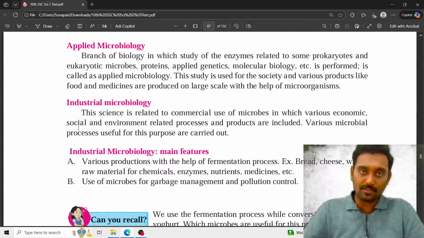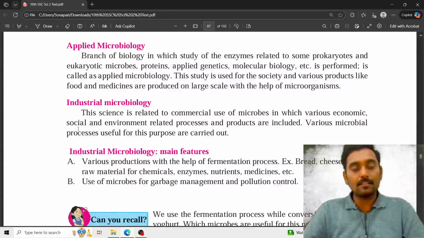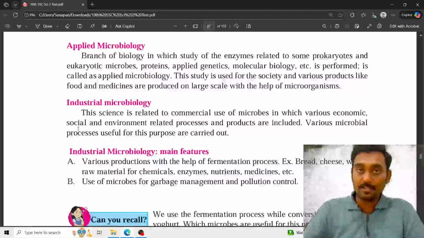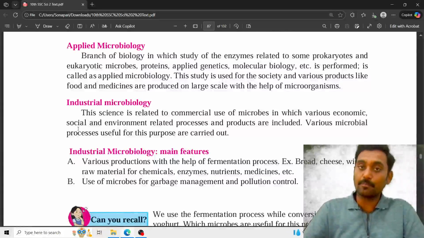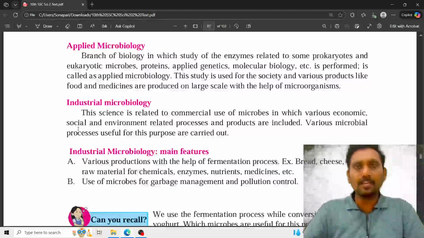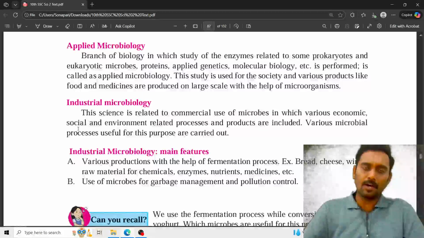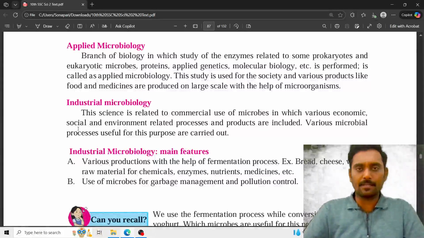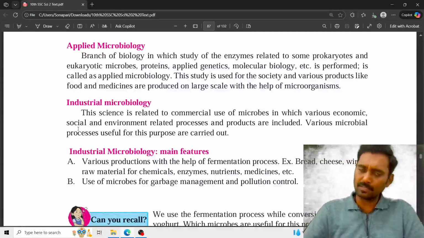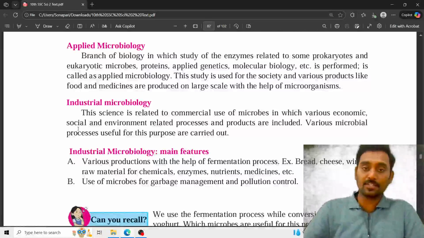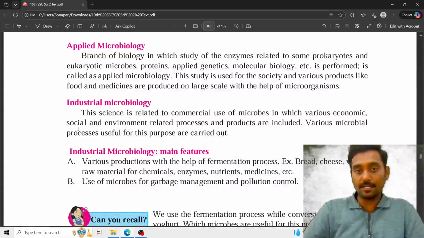What are the main features? There are two main features. First, various productions made with the help of the fermentation process, like bread, cheese, wine, and raw material for chemicals, enzymes, nutrients, medicines. Such microbes are used on a broad scale, as well as for decreasing environmental garbage. We use some microbes to maintain the garbage level and to control pollution which is harmful for the environment.